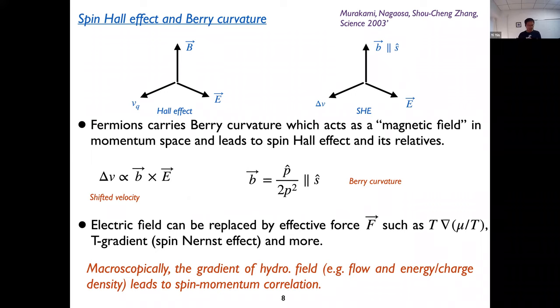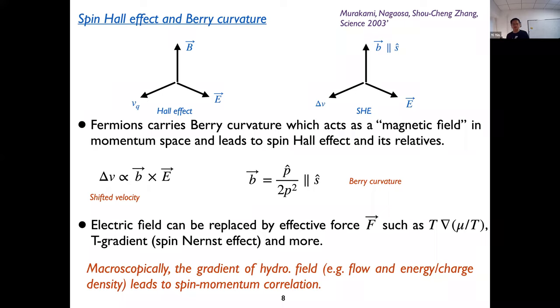The main result is, if you turn on the electric field, this little b, this Berry curvature, together with the electric field, will generate a shift of the velocities. And this is the illustration of the configurations. So this is the electric field, this is the Berry phase, and this is the shifted velocities.